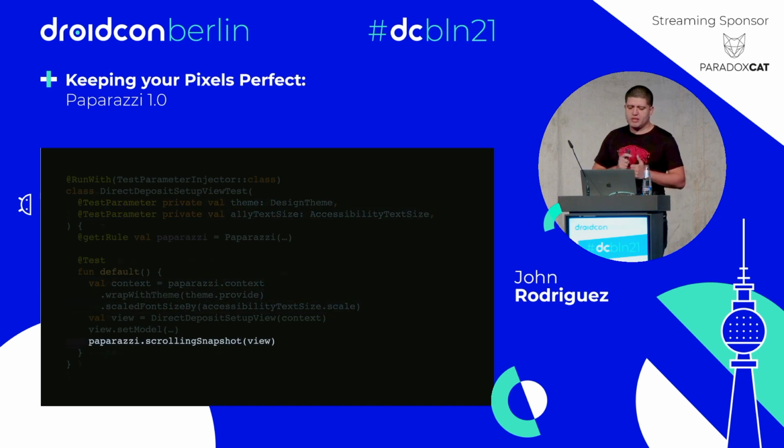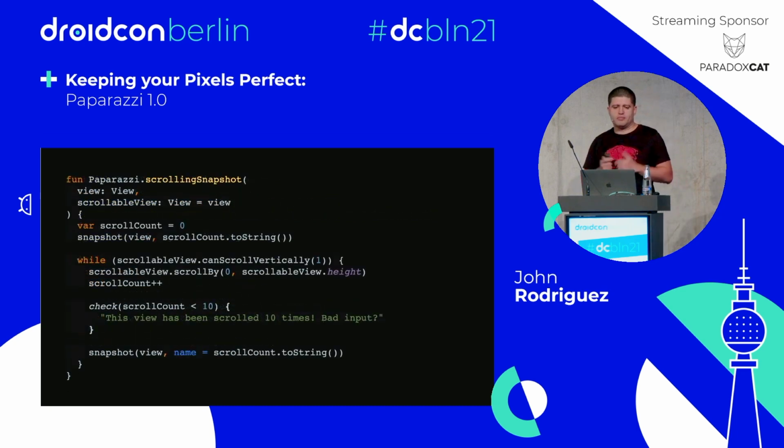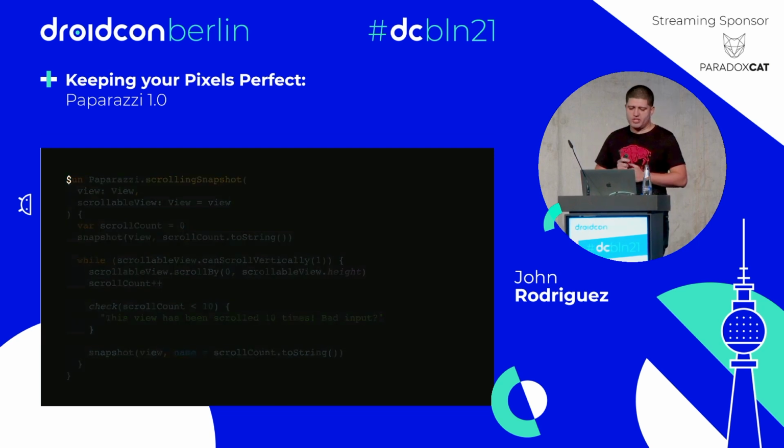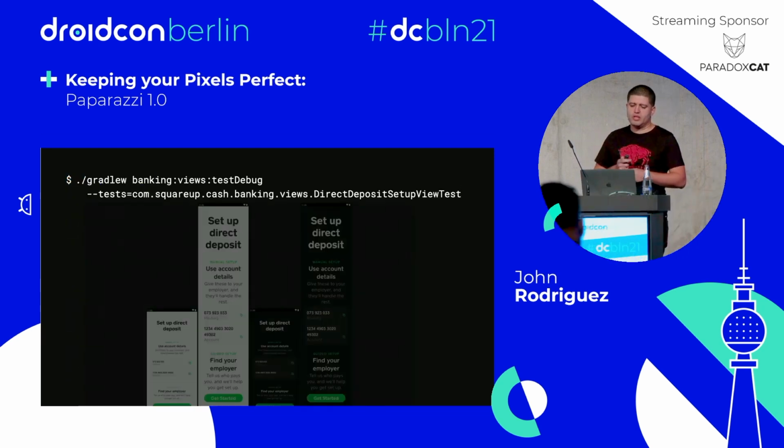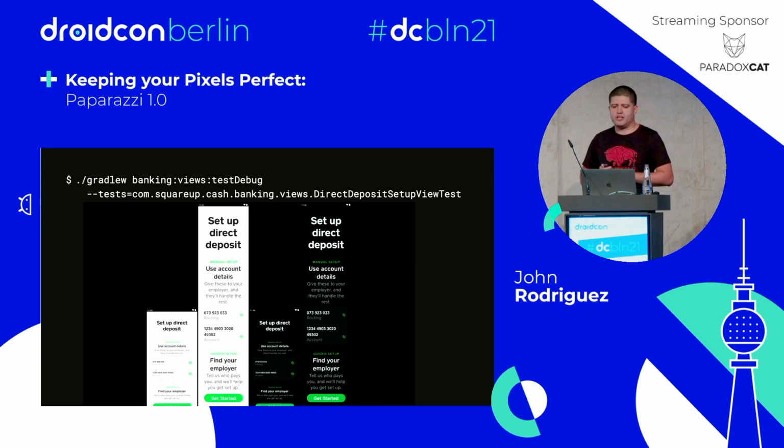We also have a utility method called scrolling snapshot that, if you have a scrollable view, will be able to stitch together images from many parts of the scroll. Here's a real use in the banking portion of Cash App that offers direct deposit setup. We see that the test can quickly show us whether we're handling wrapping or font size scalability in the right way.